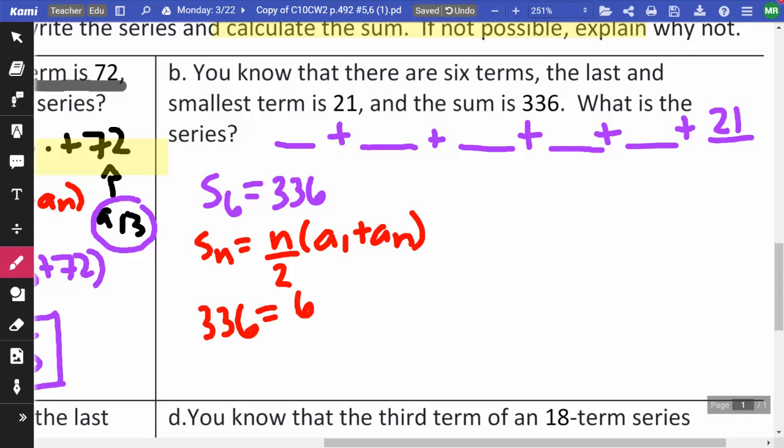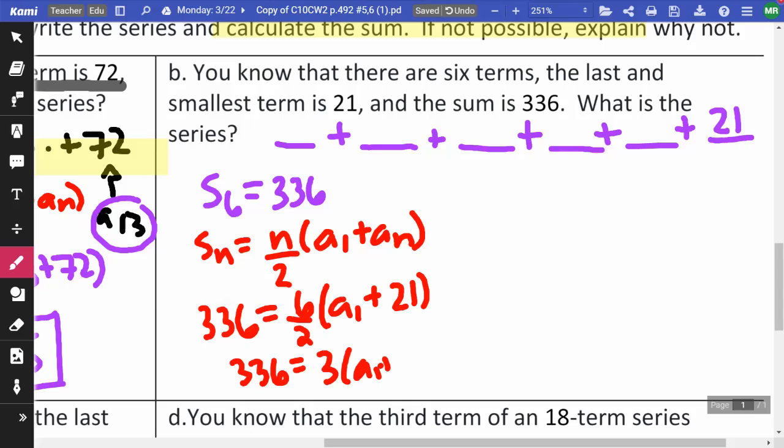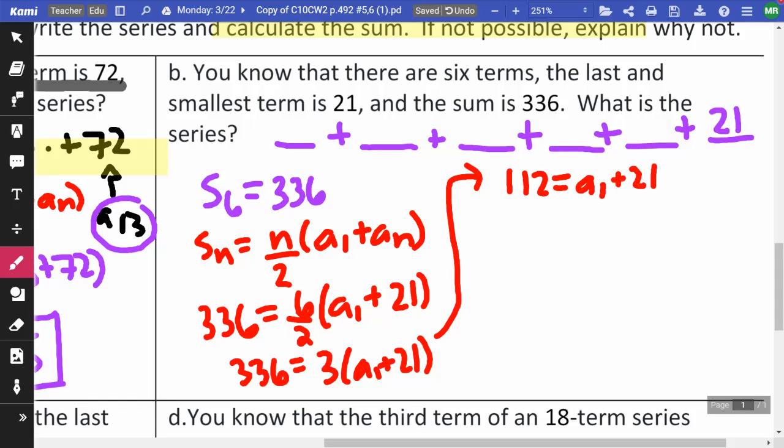So I'm going to take 6 over 2. I do not know my first term. I do know my last term. So this is going to be 336 is equal to 3 times A1 plus 21. I am going to divide both sides by the 3 instead of distributing. So I get 112 is equal to A1 plus 21. I am going to minus 21. So 112 minus 21 is 91. So that's my A1. I know that this is going to be a 91.